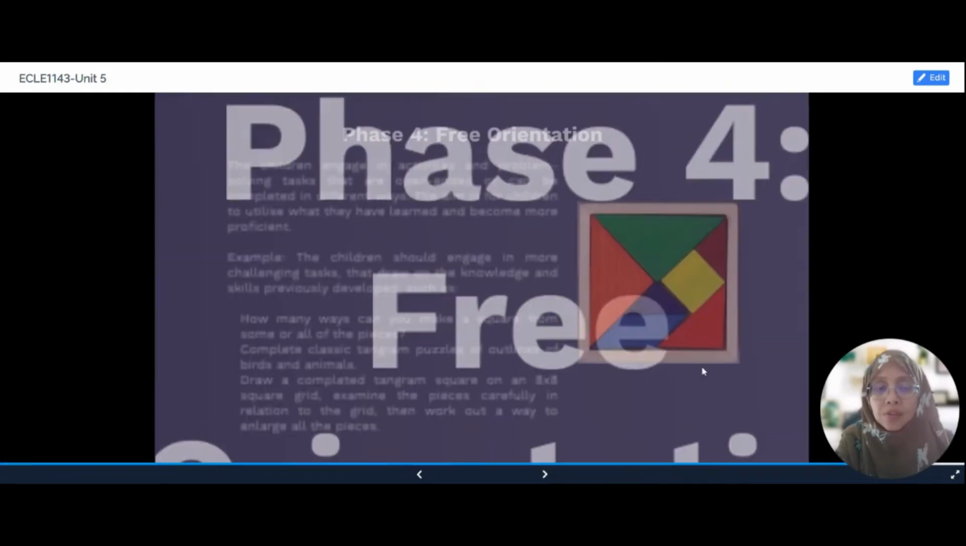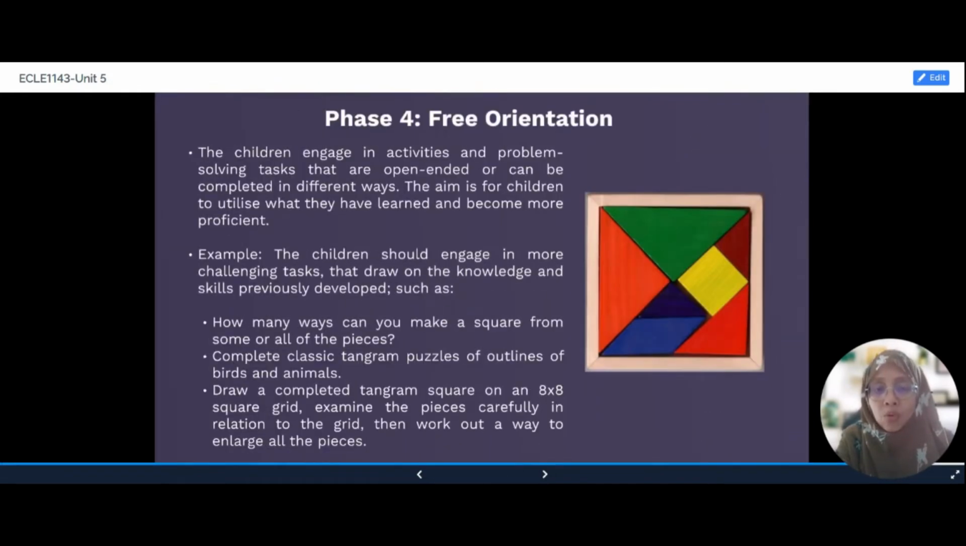Alright, phase 4 is free orientation. Well, again, we can use this tangram puzzle set for them to try to figure out how to make a square. Well, it is not only one way to do this, there are multiple ways to put the pieces in. Another good example is a Rubik's cube. Yeah, a Rubik's cube is also a free orientation of playing the patterns and also the shapes itself.